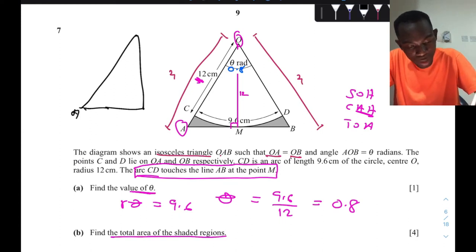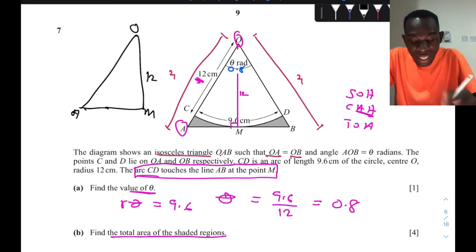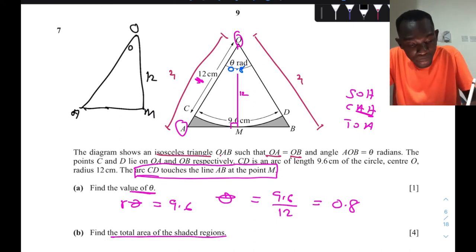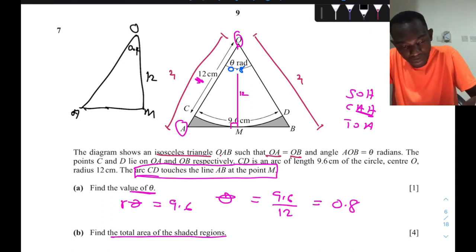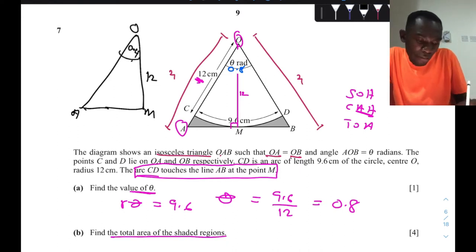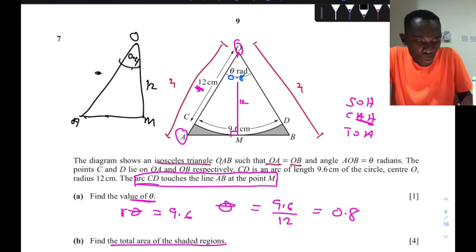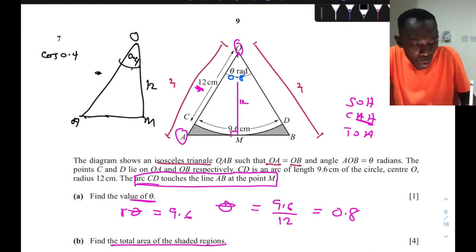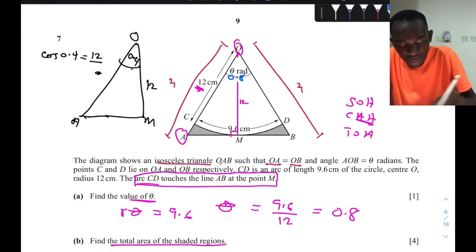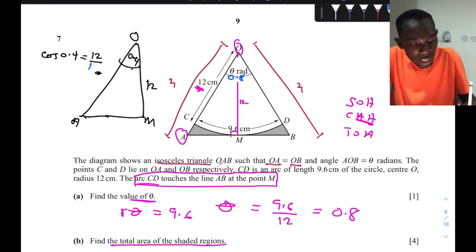So this is A, this is O, this is M. I know this is 12. And then since I've taken half of the triangle, the angle here is 0.4, not 0.8, okay? I can find what is here by using cos, right? So cos 0.4 will be equal to adjacent, which is 12, over, let's call it AO. So AO will be equal to 12 over cos 0.4.